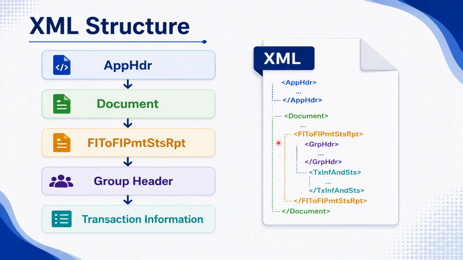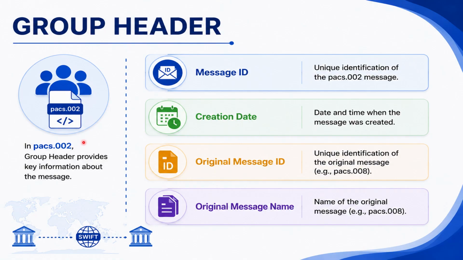XML Structure. Like all ISO 20022 messages, pacs.002 is written in XML. The message begins with the app.hdr, followed by the document element. Inside the document is FI2FI-PMTSTSRPT, which contains the group header and transaction information sections carrying the payment status. Group header. The group header contains message-level information. It includes the message ID, creation date, original message ID, and original message name. These fields help banks match the status report with the original payment message.